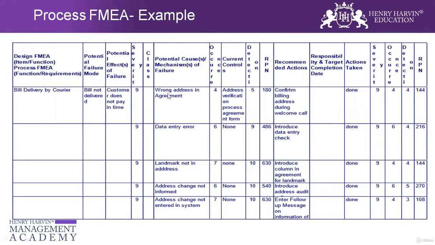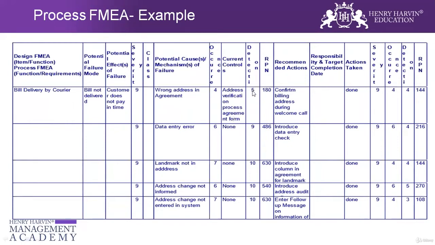What could be the potential cause? Because there is a wrong address in the agreement. And that's the reason, the address which the customer gave during the proposal was not correct. Occurrence, how many times can it happen that there will be a wrong address? There are 4 times. Okay. Do I have a current control for it? Yes, address verification on the process agreement form.